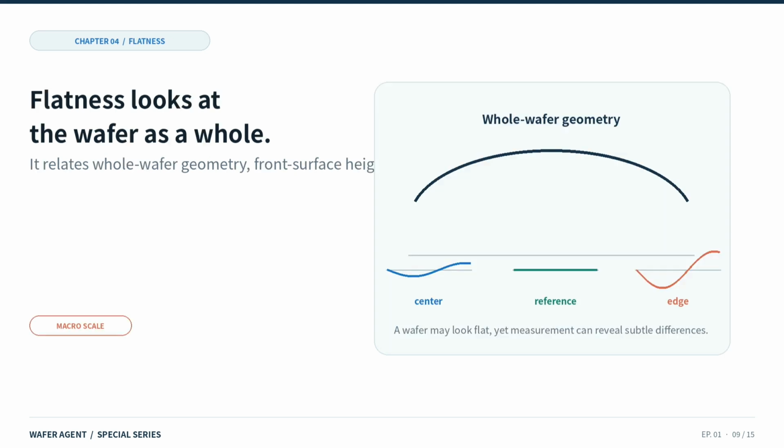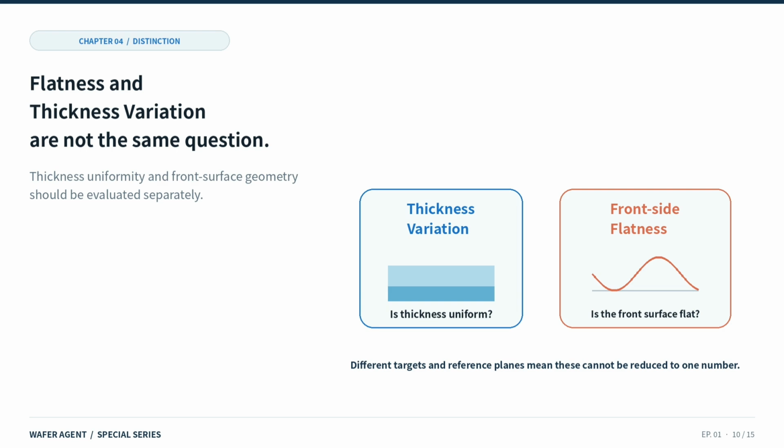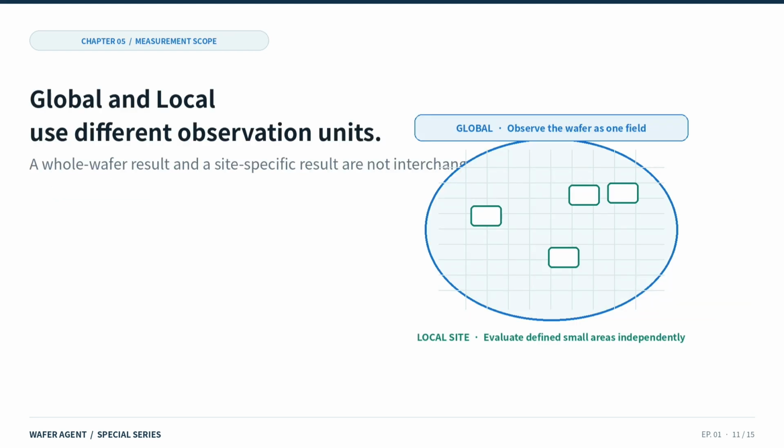Flatness looks at the wafer as a whole. A wafer may look perfectly flat, but measurement can reveal subtle differences in overall geometry and front surface height. For example, the center and the edge may not behave in exactly the same way. Flatness is the perspective that evaluates these whole wafer differences. Flatness and thickness variation are not the same question. Thickness variation asks whether thickness is uniform. Front-side flatness asks whether the front surface geometry is flat. Because the target and the reference plane are different, these ideas should be evaluated separately rather than reduced to one number. Another source of confusion is measurement scope.